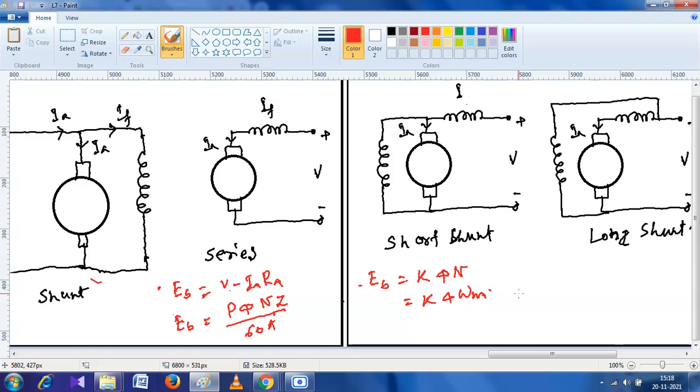So, if a machine is already designed, then we can write the number of poles is constant, the total number of conductors is constant, and the number of parallel paths between two brushes is also constant. So we can write Eb is equal to K phi into N. Pole constant and A constant. We have to convert N into omega, because the unit of N is RPM and the unit of omega is rad per second.